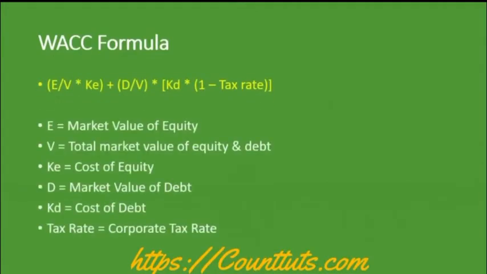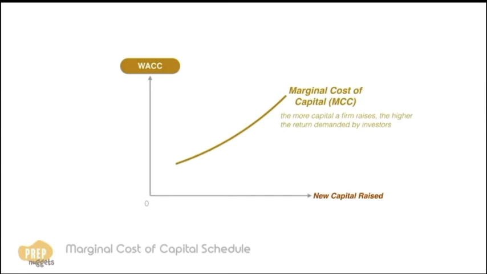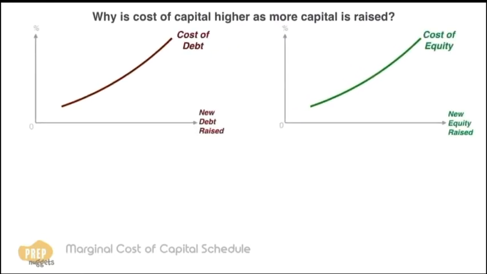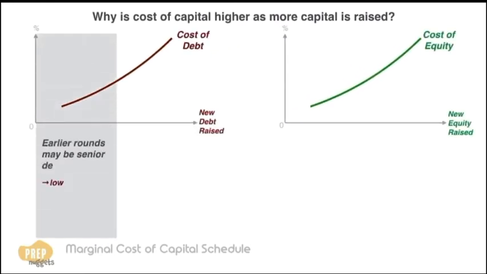Okay, so this is the WACC formula, where E is the market value of equity, V is the total market value of equity and debt, KE is the cost of equity, D is the market value of debt, KD is the cost of debt, and tax rate is the corporate tax rate. So this is an example of WMCC, where the cost of capital is higher as more capital is raised. This is the reason why they are higher as more capital is raised.